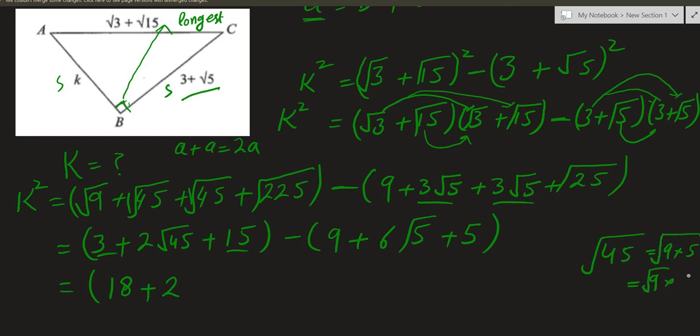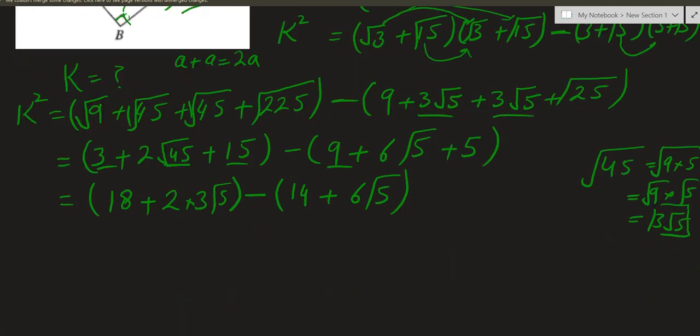So this is the rule of the surds. So root 9 is going to be 3, root 5. So the answer is 3 root 5. But we got 2 over here as well, so I'm going to write it down times. So root 45 I got 3 root 5. 15 we already added in 3. So we're going to close the bracket. Minus. Now 9 plus 5 is going to be 14. And plus 6 root 5. That's it.